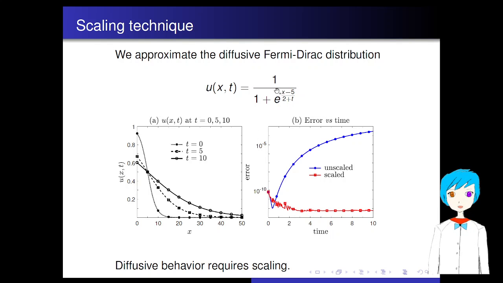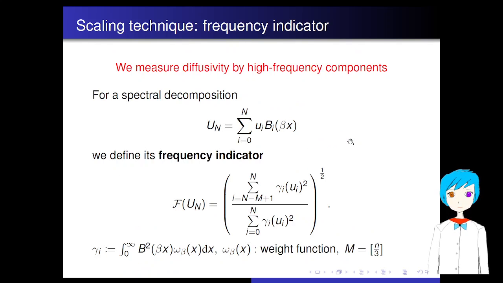So in a spatial temporal problem, we approximate the diffusive Fermi-Dirac distribution. We can see that as time goes by, the function is decaying more and more slowly at infinity. Therefore, we need to decrease the scaling factor. In other words, the function is becoming more diffusive as time evolves at infinity. If we properly decrease the scaling factor, we can maintain a small error. If we don't do so, then the error is quite large as time evolves.